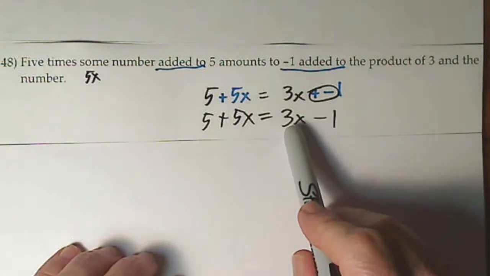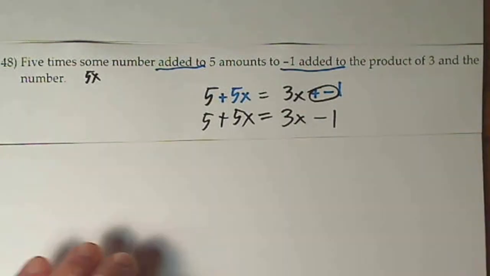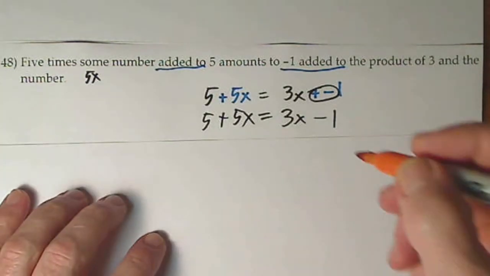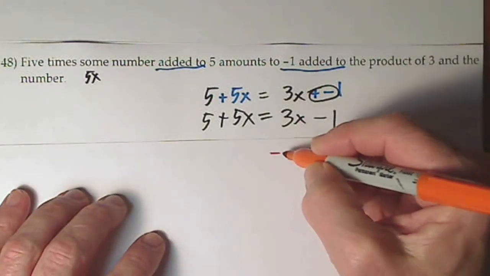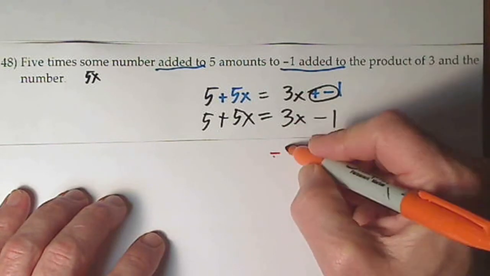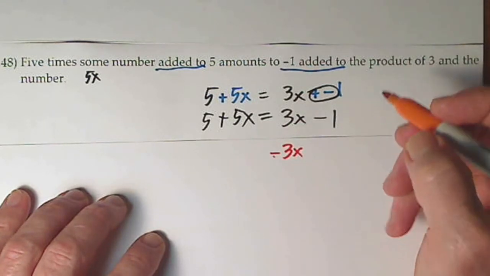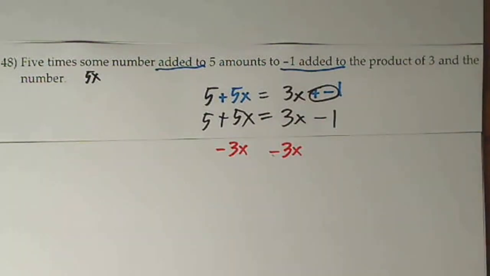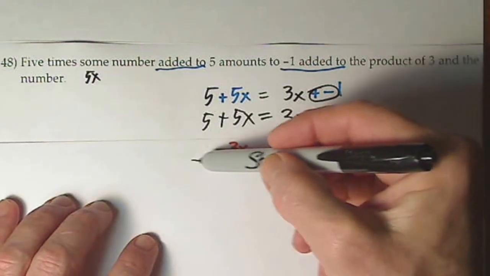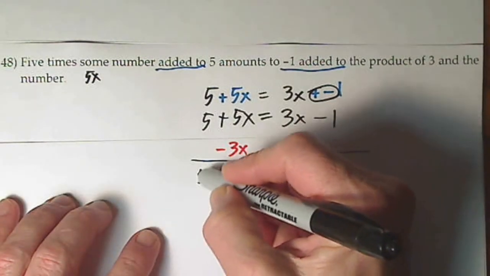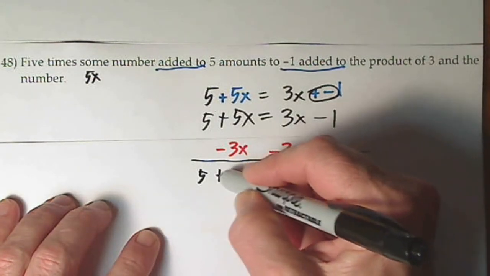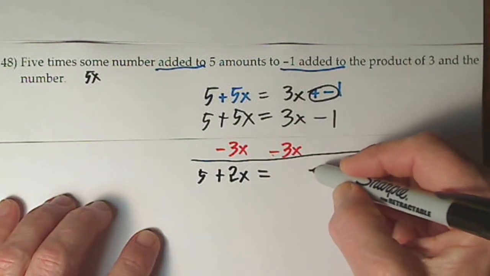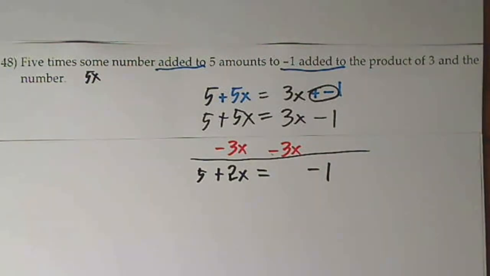You either have to get rid of the 3x or the 5x. I'm going to get rid of the 3x because I like to keep my variables positive if at all possible. So this is a positive 3x. I'll use negative 3x to get rid of it. Put negative 3x on the other side. Then simply draw a line and bring everything down. So you have 5. This is plus 2x. That's a 0. You don't have to write it. Bring down your negative 1.